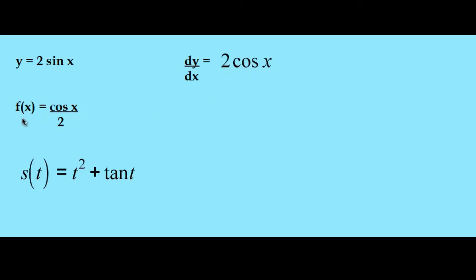Let's look at this next function. f of x equals cosine x over 2. Well, that's again a constant multiple rule. So we're going to split this out as 1/2 times cosine of x. So the derivative is going to be 1/2 times the derivative of cosine x, which is negative sine of x. In simplified form, negative 1/2 sine of x.